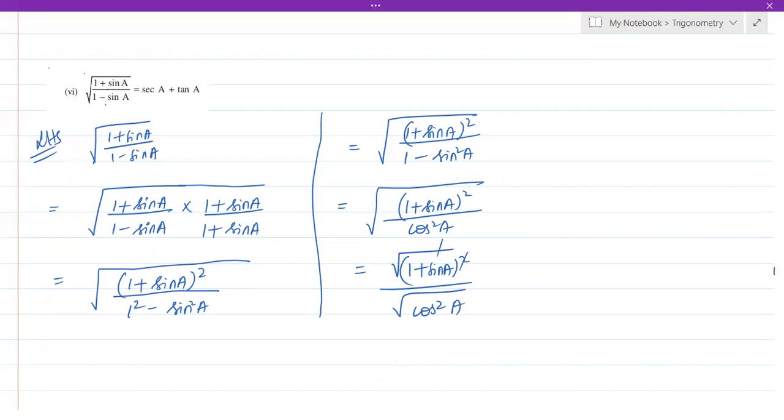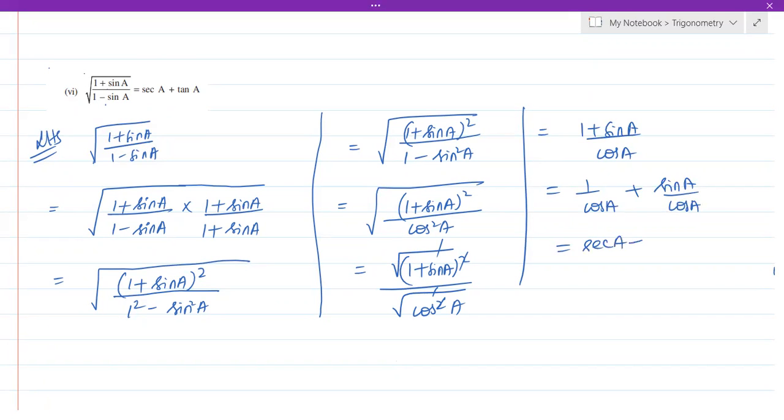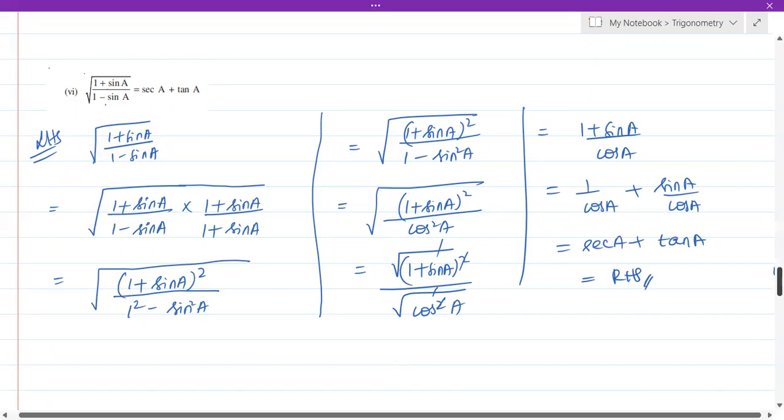The square and root get cancelled. So what we are left with is 1 plus sin A in the numerator, divided by cos A in the denominator. We'll split cos A to both the terms in the numerator. So it will become 1 by cos A plus sin A by cos A. So what is 1 by cos A? It is secant A. Sin A by cos A is tan A. We have got our RHS, isn't it? So the same procedure that we have applied.